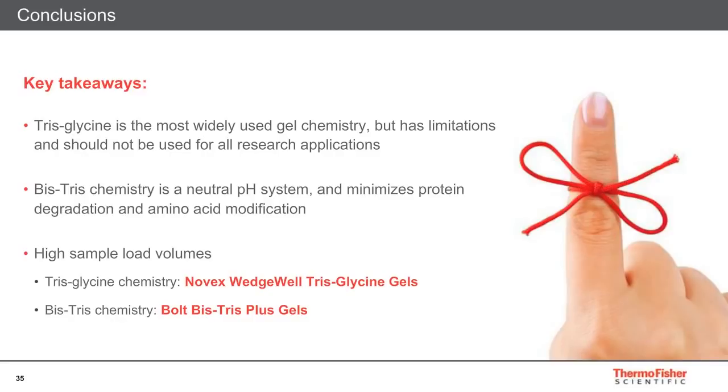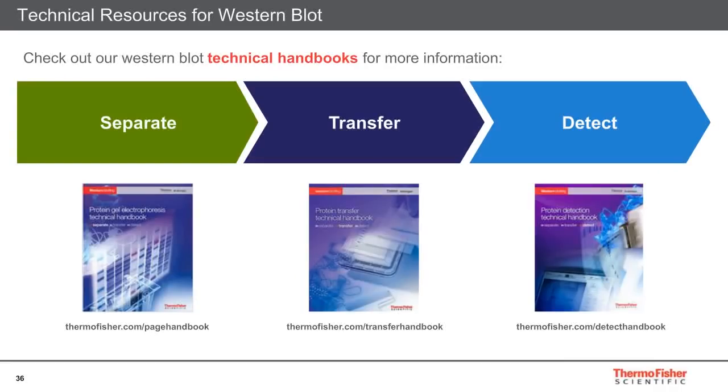Okay, so here are the few key takeaways from today's talk, and the primary being that although Tris-Glycine is the most widely used gel chemistry, it has significant limitations and should not be used for all research applications. The Bis-Tris chemistry offers multiple advantages over Tris-Glycine chemistry, and it minimizes protein degradation, amino acid modifications, and that improves the downstream application post-electrophoresis. The wet gel feature of Novex Tris-Glycine and bold Bis-Tris gels allow for easy sample loading with twice as much sample capacity compared to the standard wells.